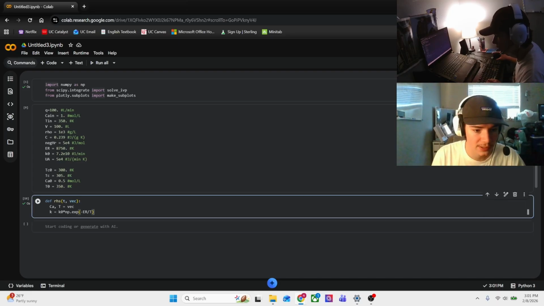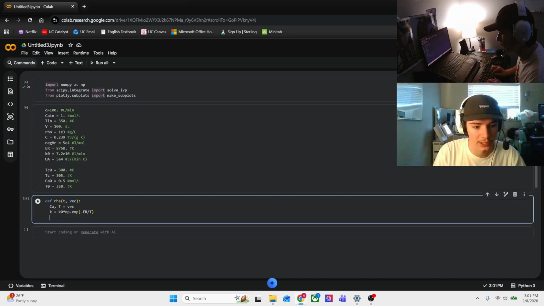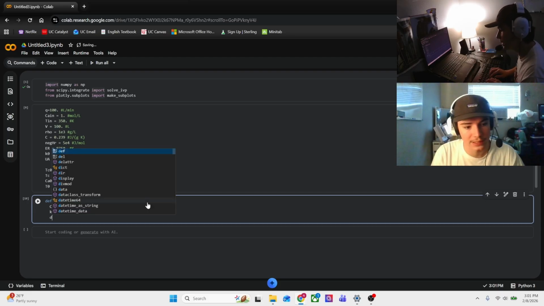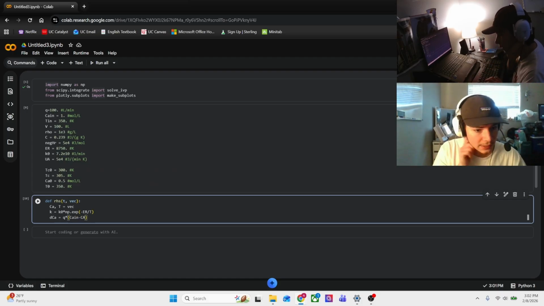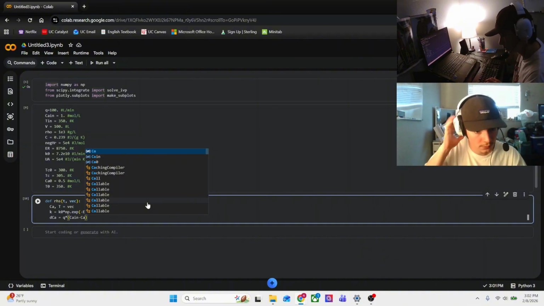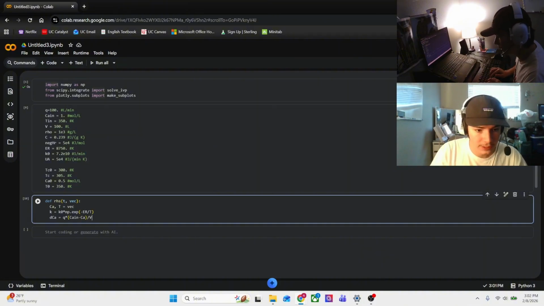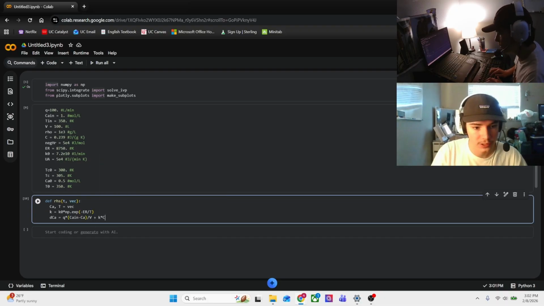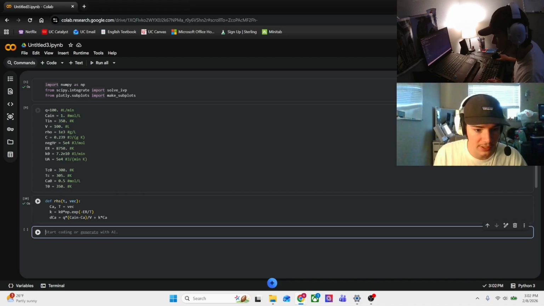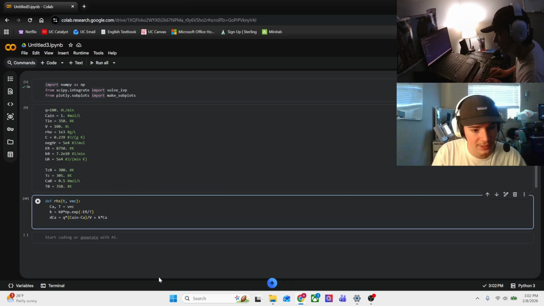And moving on from this, we're going to go ahead and define our material balance. Our dCA/dt is going to equal our Q times our CAn minus CA, all over V. And then we're going to go ahead and add our reaction, so our k times our CA. And that's our material balance.